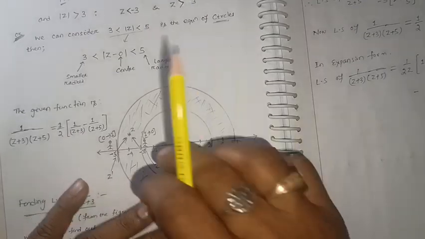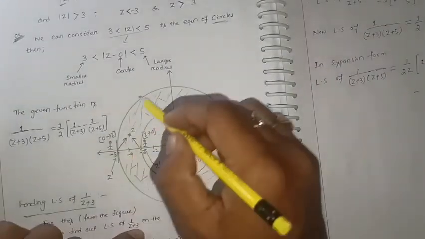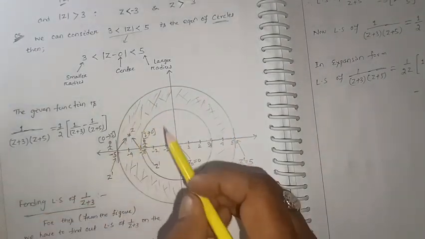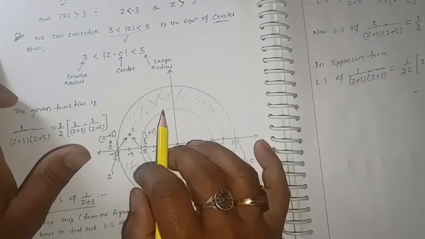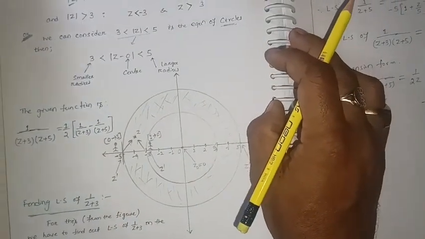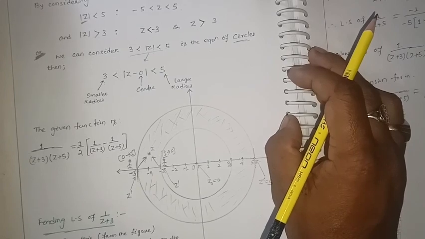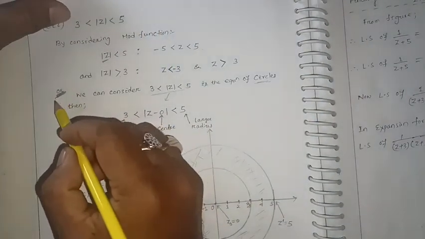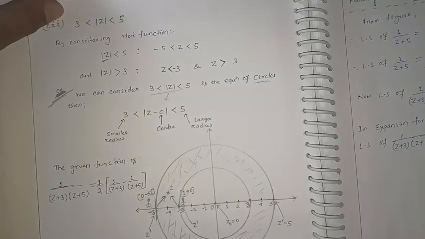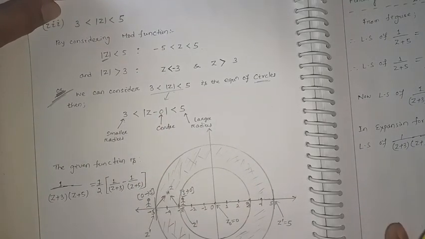Here you can see, if I draw a circle having radius 5, here 1, 2, 3, 4, 5, and another circle of radius 3, the region in between the two circles is our required region in which we are going to find the Laurent series of the given function. Got it? See how much easier it is compared with the mod function. Only for that reason I suggest that you remember this circular equation method to find the region.